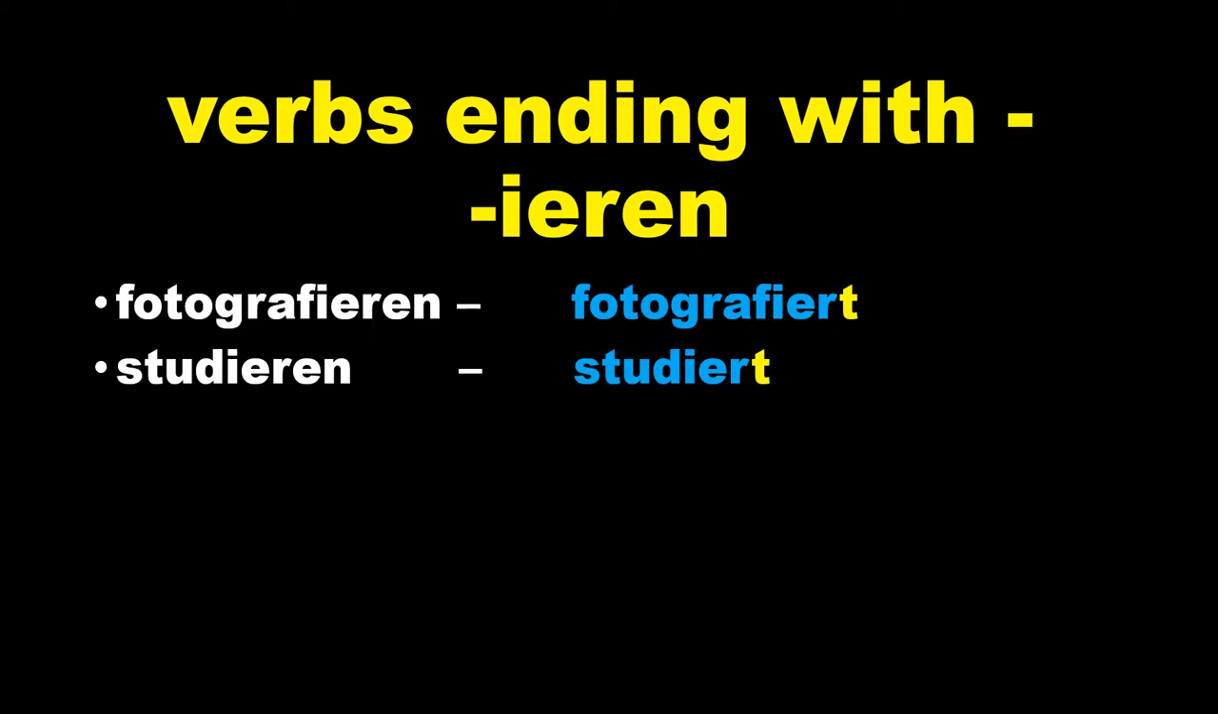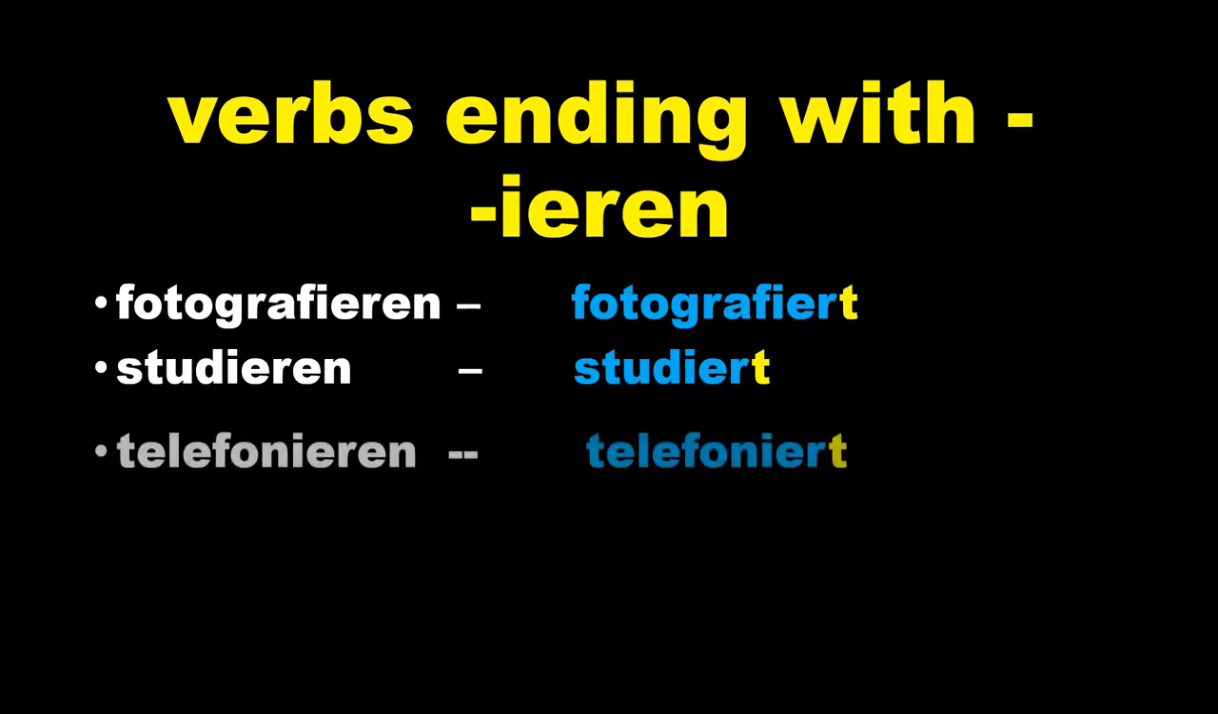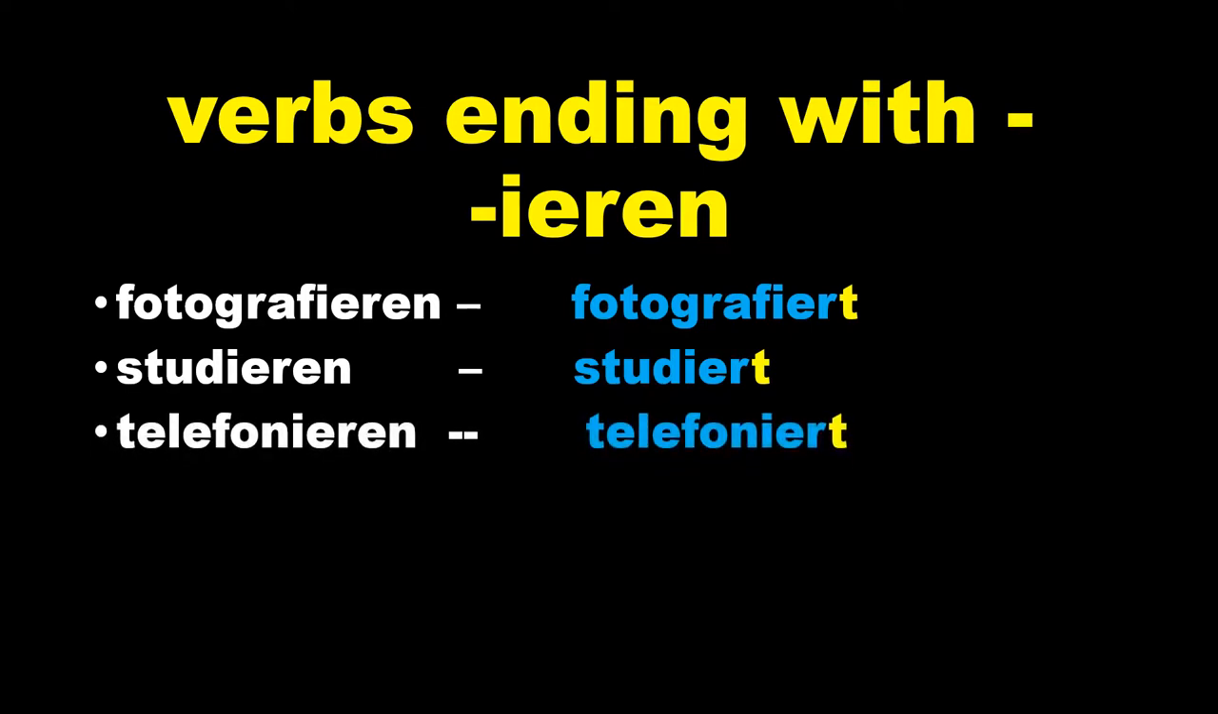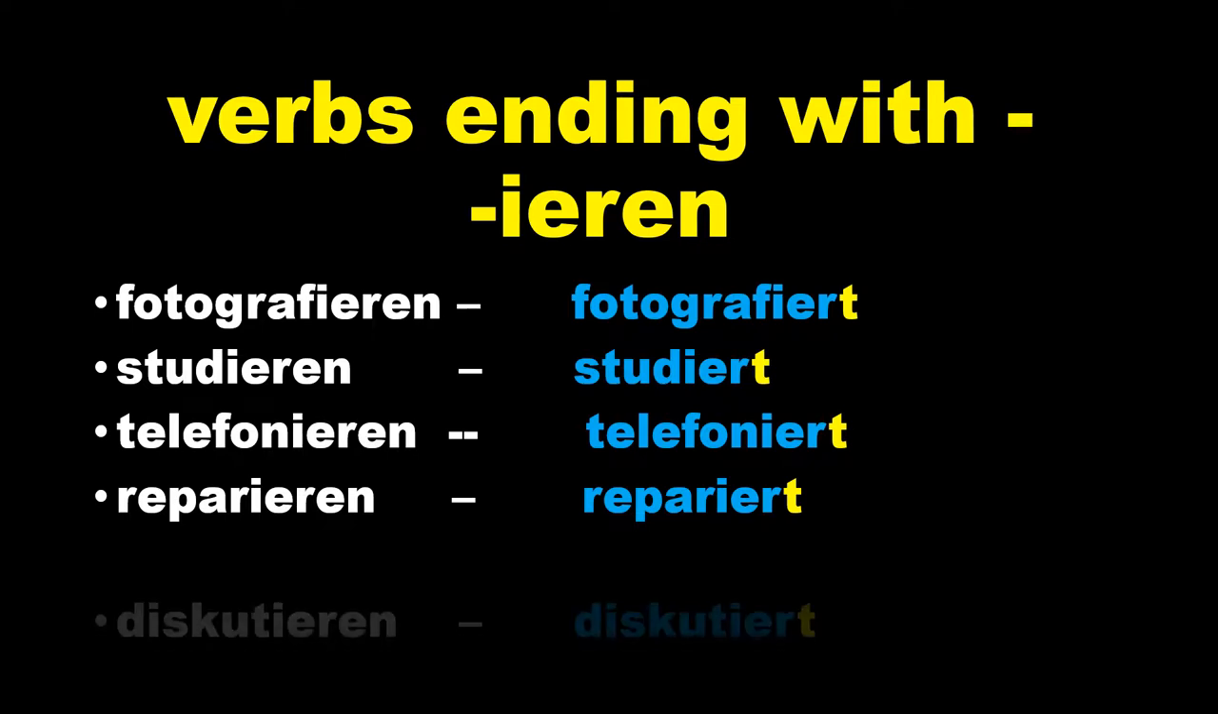Photographieren, photographiert. Studieren, studiert. Next word is telefonieren, to telephone, to call someone. We have to take the basic form, that is telefonier, and add the t to make the Partizip II form. So, telefonieren, telefoniert. Next verb is reparieren. Again, the verb is ending with ieren. So, we'll remove the ending en, take the basic form of the verb, reparier, and add t. So, the word will become repariert. Photographiert, studiert, telefoniert, repariert. Let's take one more example.